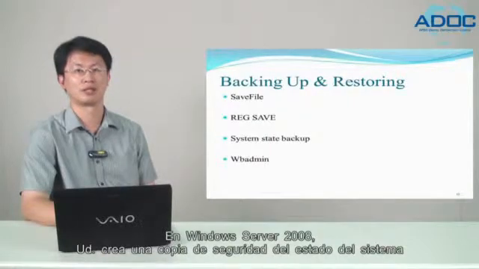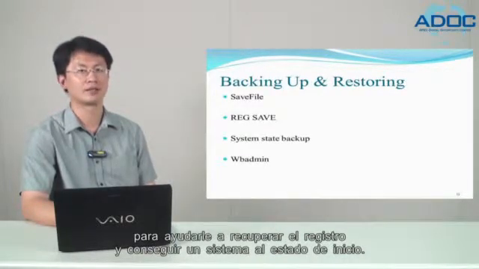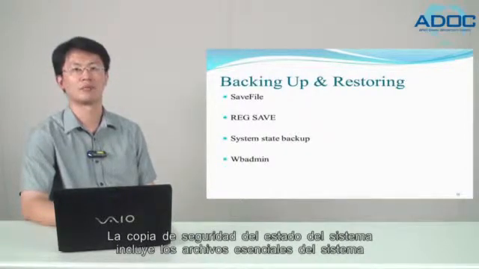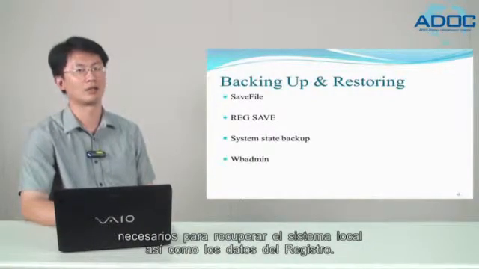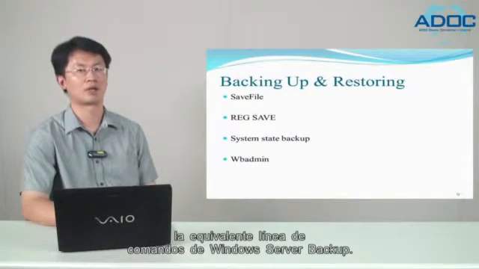In Windows Server 2008, you create a system state backup to help you recover the registry and get the system to a bootable state. The system state backup includes essential system files needed to recover the local system as well as registry data. The fastest and easiest way to do so is to use wbadmin, the command line counterpart to Windows Server Backup.